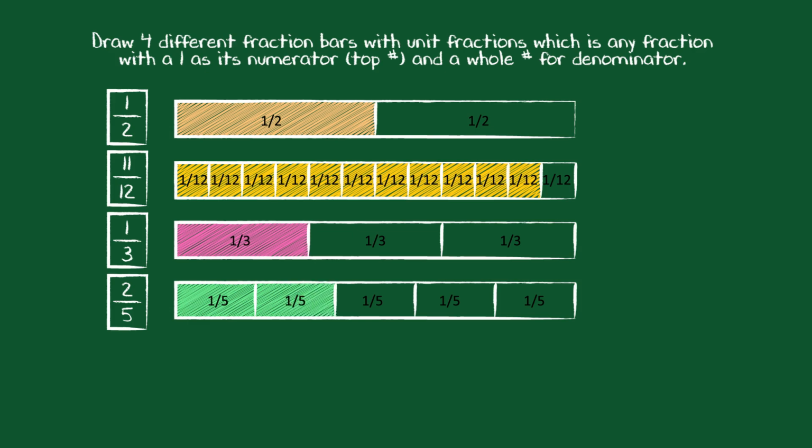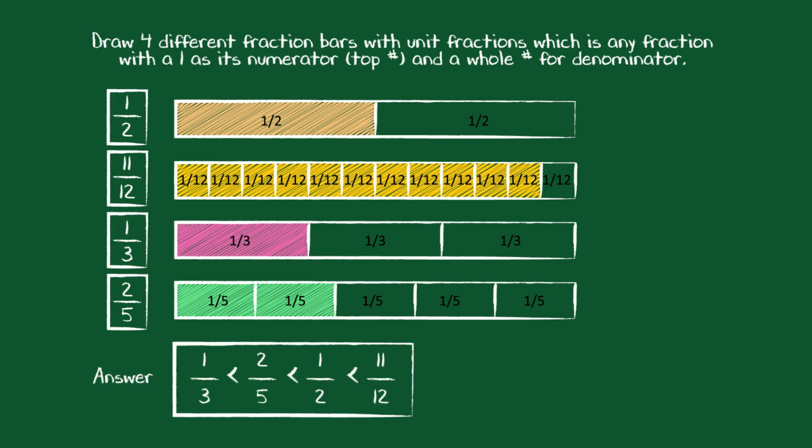Let's do a visual comparison. As we can clearly see, if we order these numbers from least to greatest, 1/3 is the least fraction. Then 2/5, then 1/2, then 11/12. Excellent job.